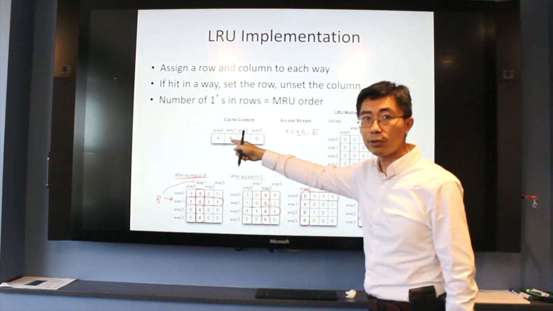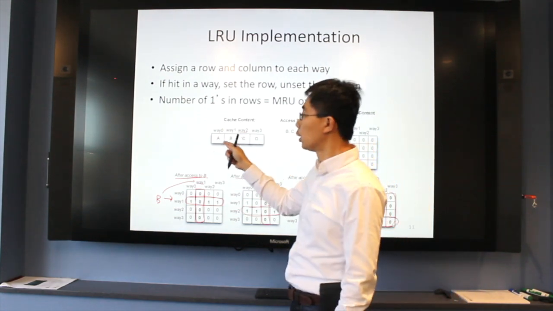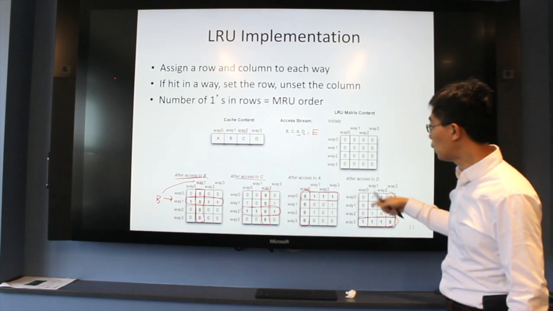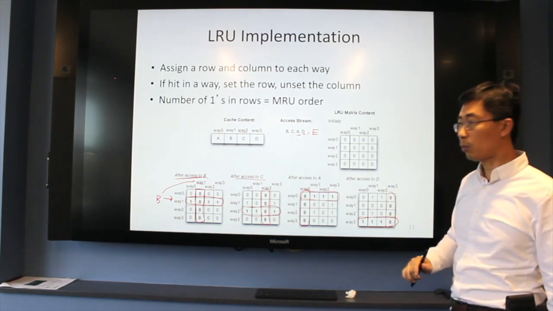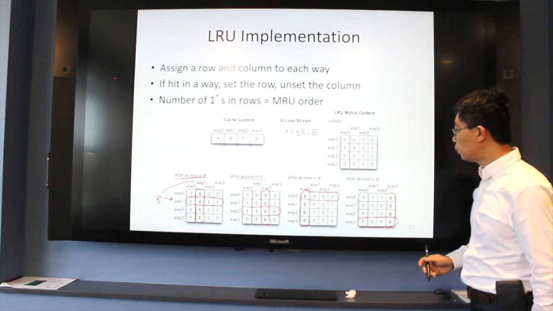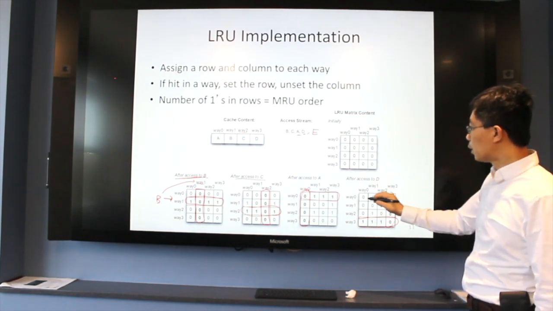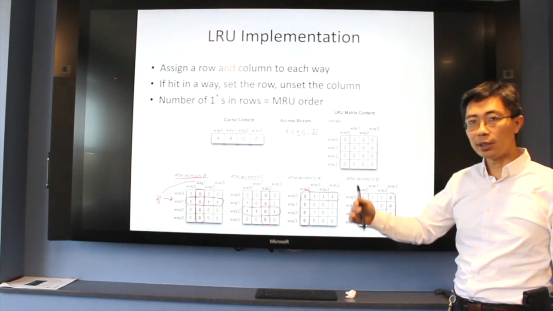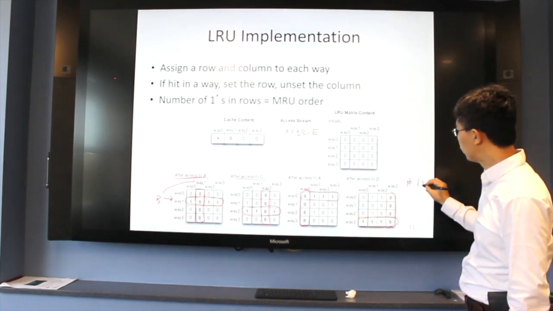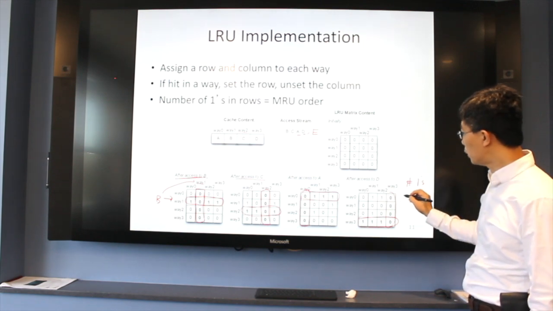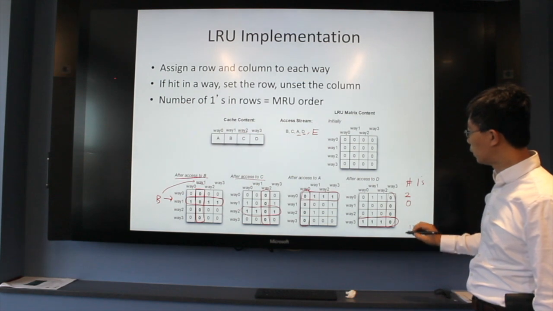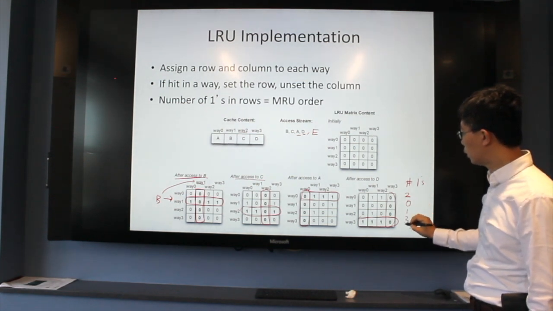Okay? E is not found anywhere here, so we have to essentially make room for E. So we have to evict one of the blocks. How do we do that? Well, this is how this information is useful to us, right? So what you do is essentially sum up the number of ones in each of the rows. So number of ones in way 0 we have 2, 1, 0, 1, 1 and 3.